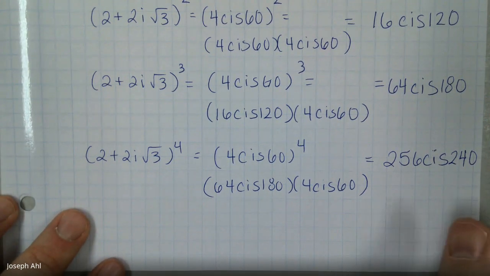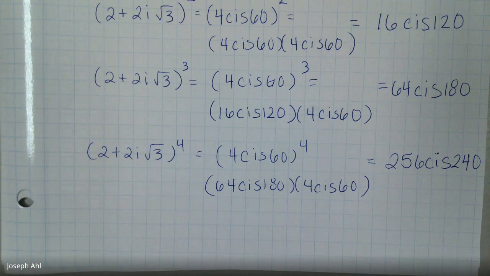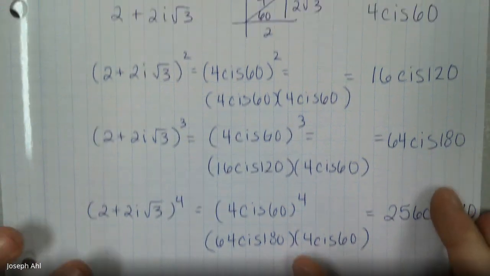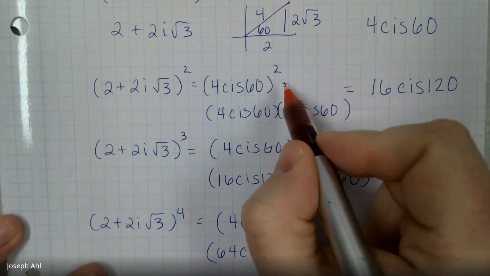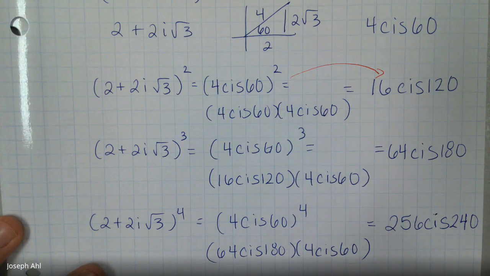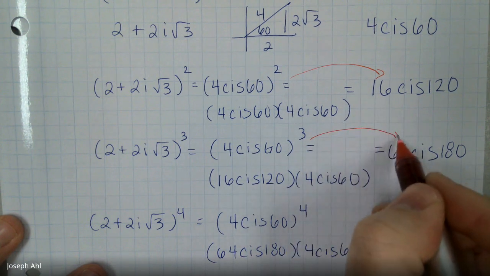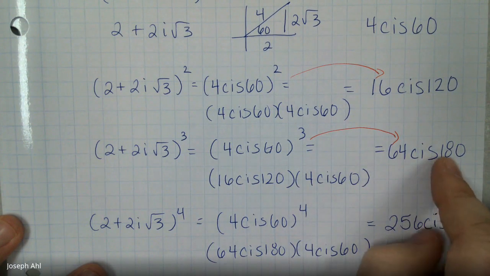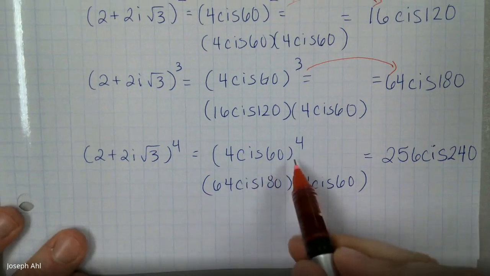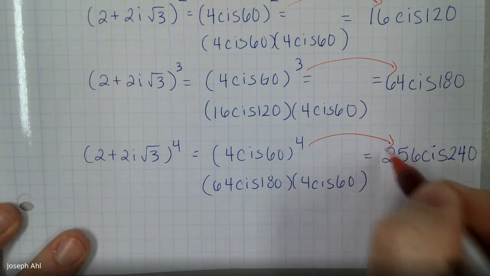Okay. So what I want us to start looking at is the connection between the number in polar form to a power and the final result. So let's kind of draw some connections here. 4 cis 60 squared is the same as 16 cis 120. 4 cis 60 cubed is the same as 64 cis 180. And finally, 4 cis 60 to the fourth is the same as 256 cis 240.